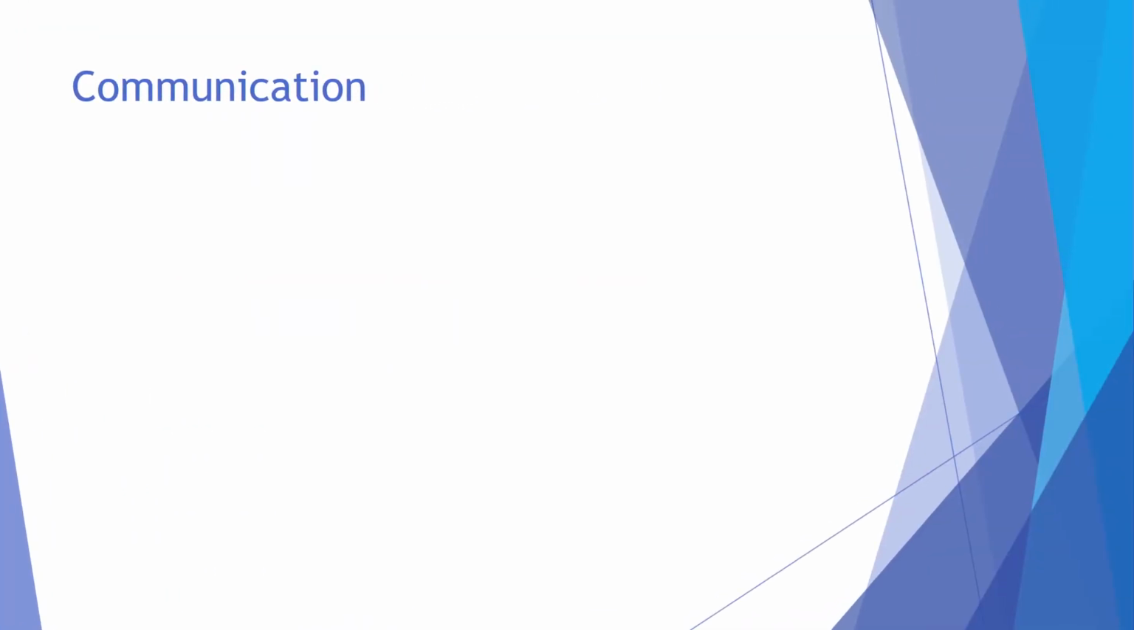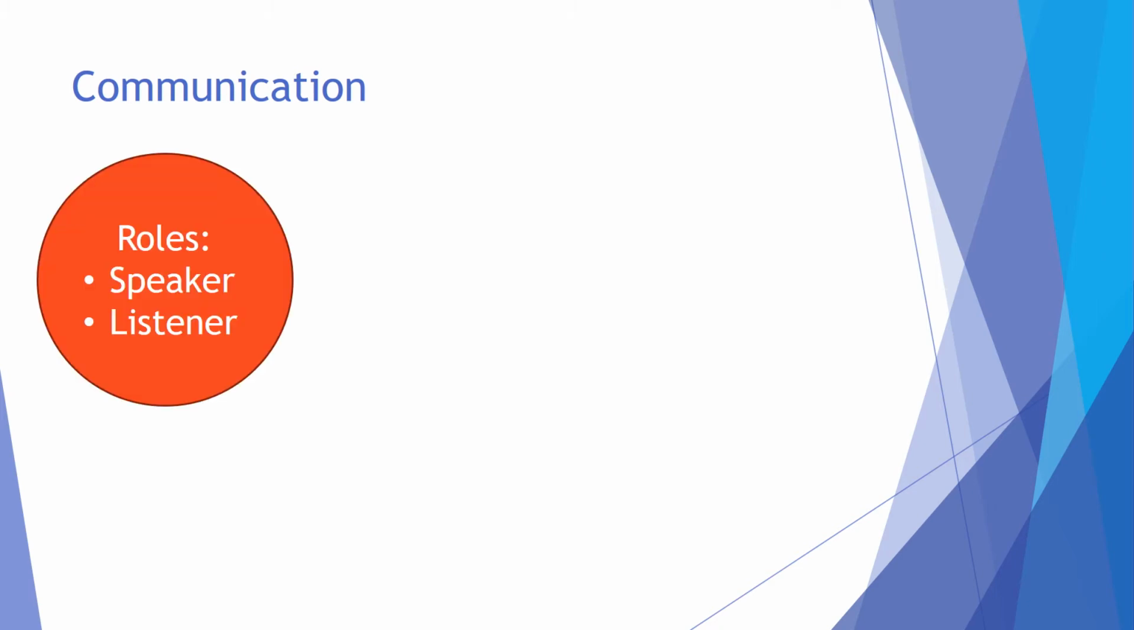Now that we have gone over the goal setting process, let's talk about effective communication. In any communication scenario, there will always be two roles, speaker and the listener. The speaker's goal is to give information, and the listener's goal is to receive and understand that information.